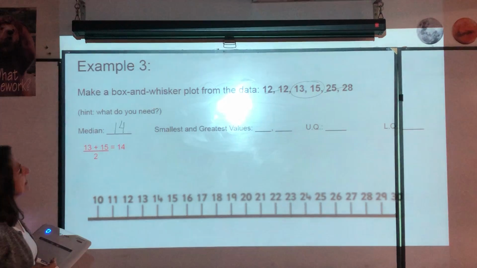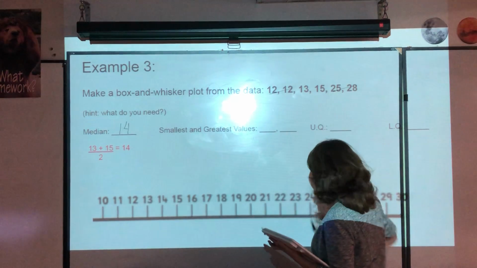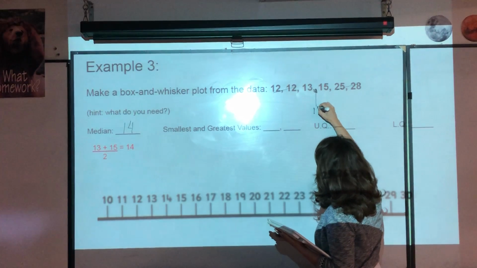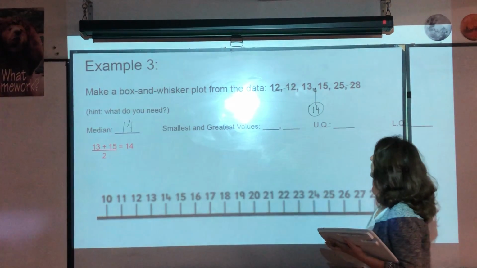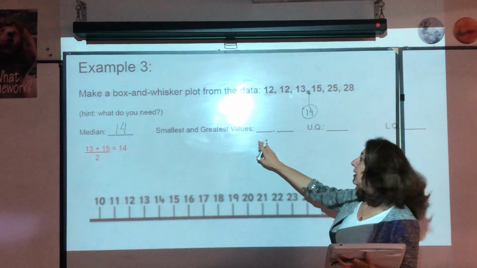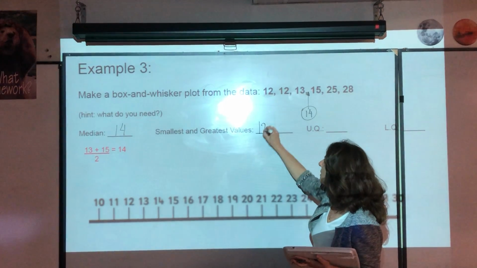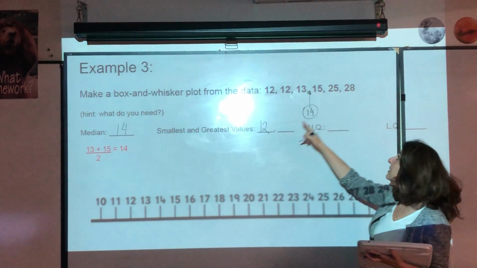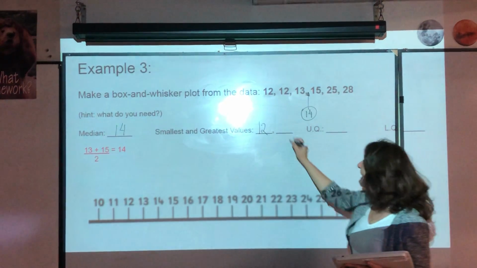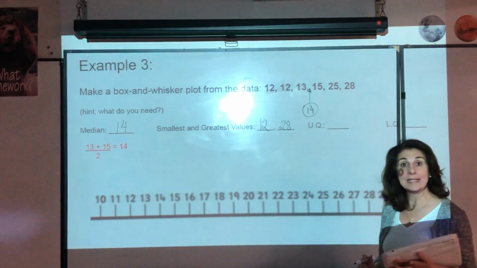Let me just erase this and put that here. My median is 14. Now I want the smallest and the greatest values in my data. So the smallest one is 12. And the greatest one is 28. So the numbers are 12 and 28.